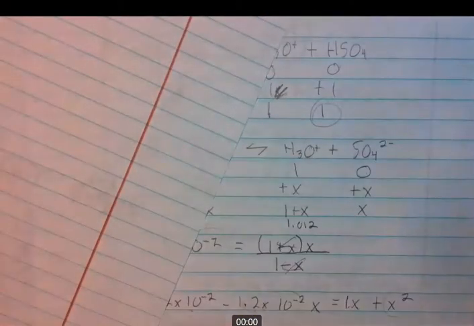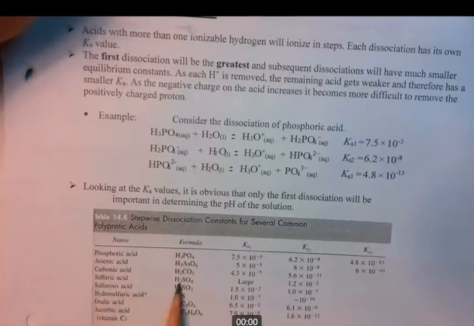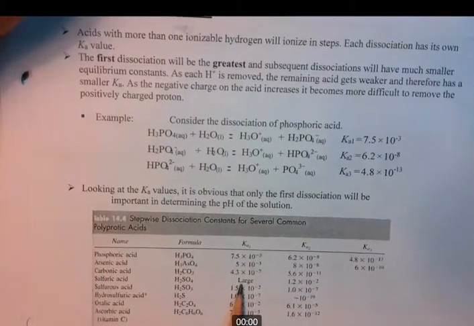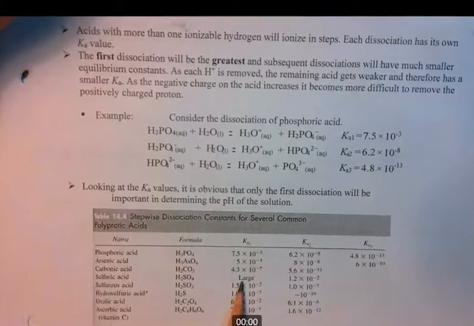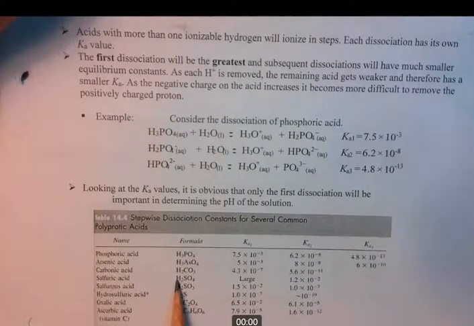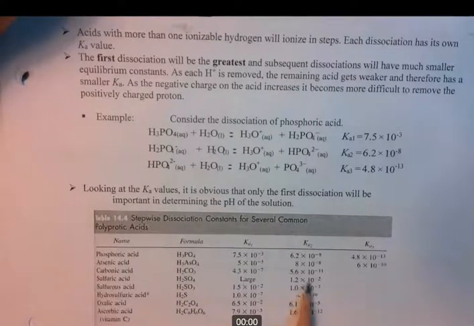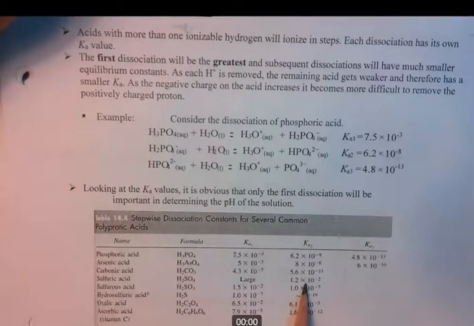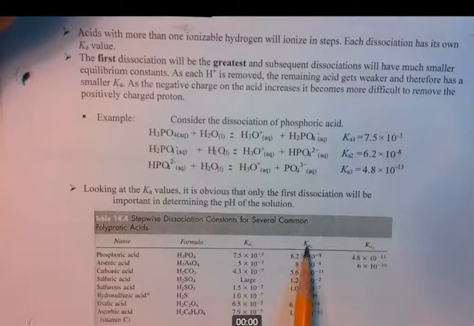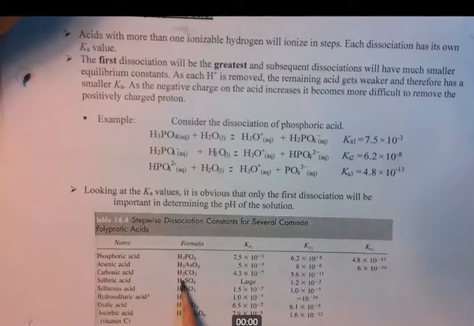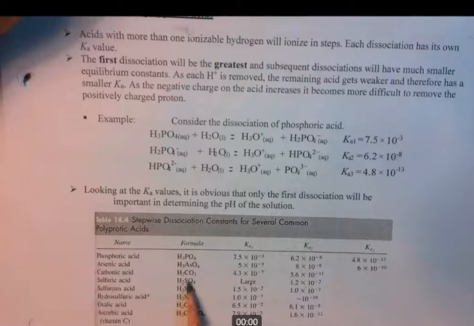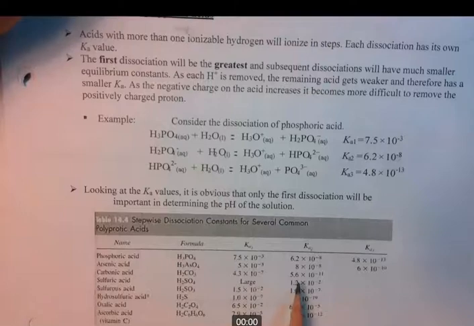For sulfuric acid, it's right there. So the first is large. That's what we just said. It's a number much, much, much greater than 1 because it totally dissociates that first hydrogen, that first hydronium does. The second one is an actual number. It's 1.2 times 10 to the negative 2. So that's the one we're using for the second proton, the second H that you see there. And that's what we're going to use for our Ka. So we're going to go back over to the other page.